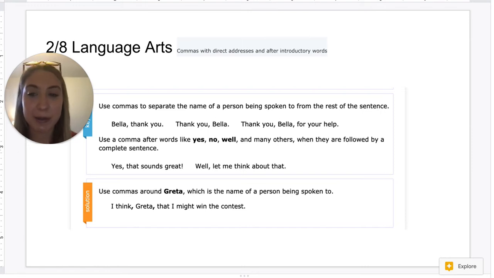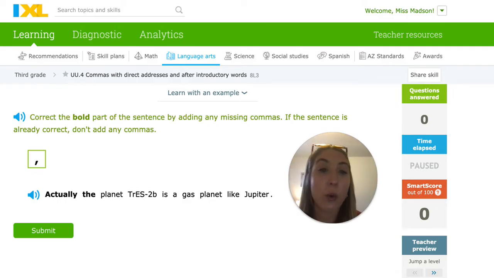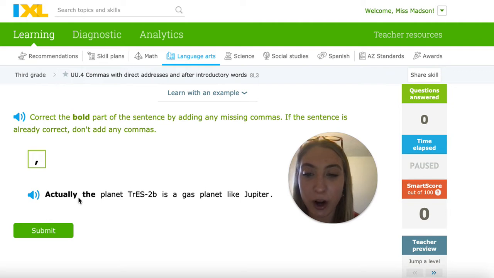So now let's go through some examples and sentences that will help us. When we go to our IXL standards, it's going to have, for the first part, words in bold, and we have to decide, do we need to add a comma there? If we don't, then we don't do anything. But if we do, then we drag it down just like before and put it in this spot. And remember, it's going to be either in between the bold or not at all. So let's read this sentence. Actually, the planet Trace 2b is a gas planet like Jupiter.